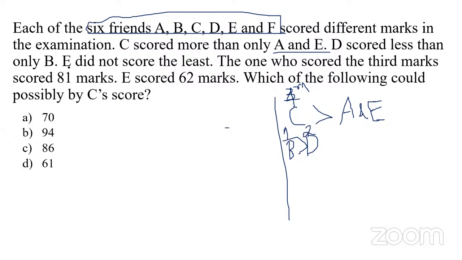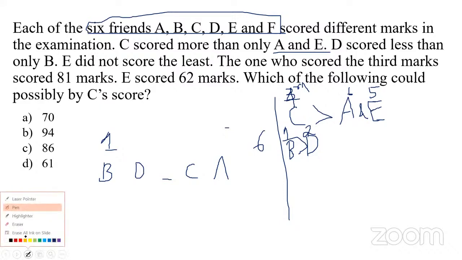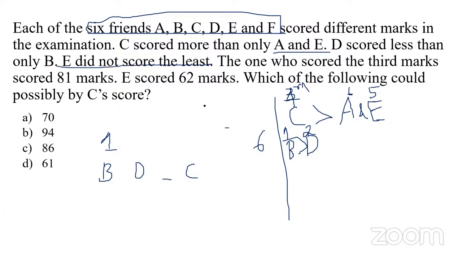So what has been given? E did not score the least. E வந்து last rank வாங்கல அப்படின்னு இருக்காங்க, right? So with this we can write E is the fifth and A is the sixth. So the order from first to sixth will be B, then D, then we don't know, then C. What is the next? Sorry, E, then only A, because E did not get the least. So C, then E, then A.